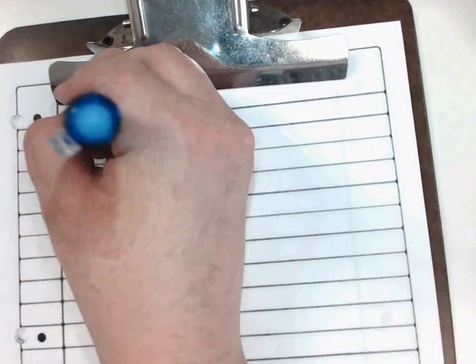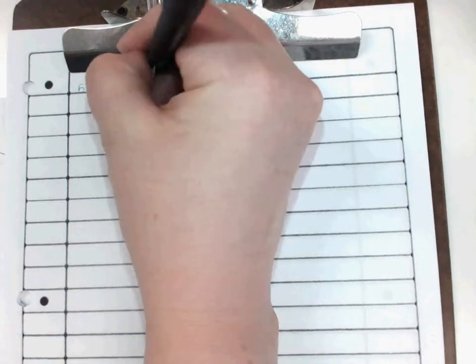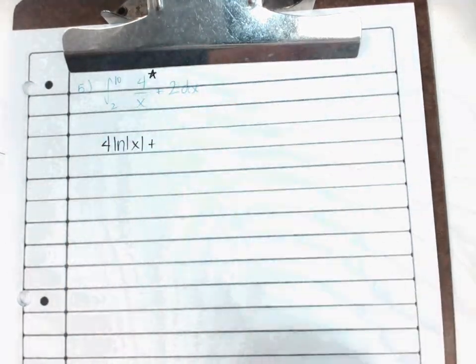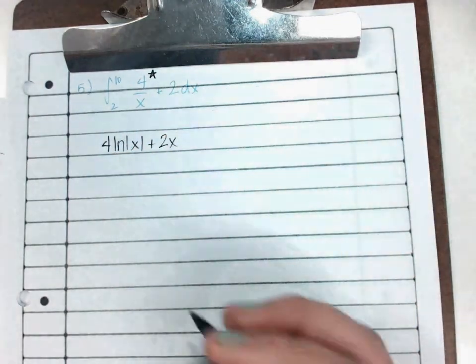Okay, the next one, number 5, is the integral from 2 to 10 of 4 over x plus 2 dx. What is the antiderivative of 4 over x? 4 ln. Good. Technically you do need the bars. What's the antiderivative of 2? Anybody care about the C? Nope.